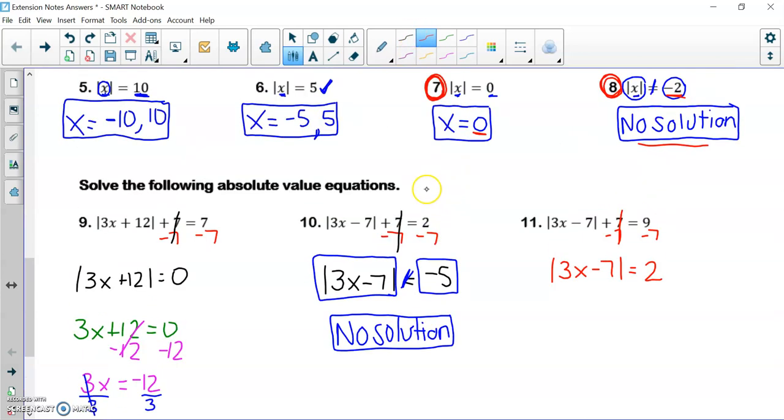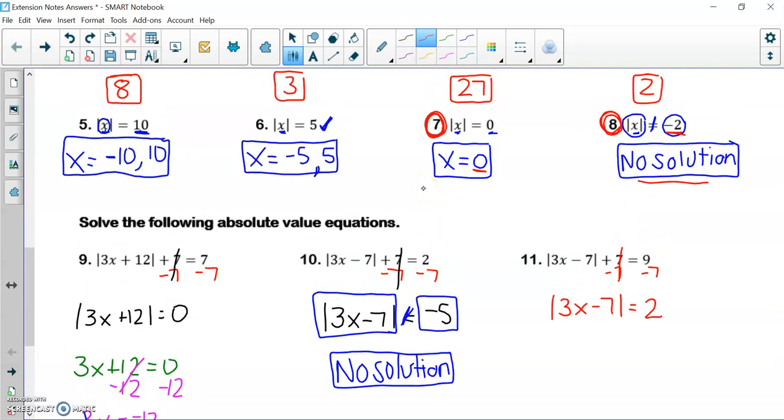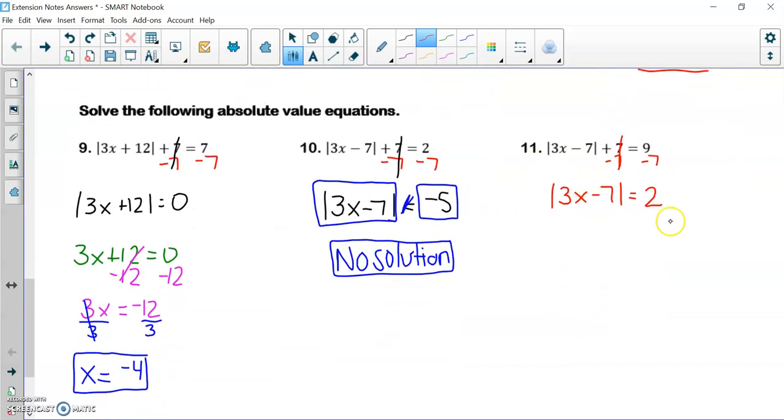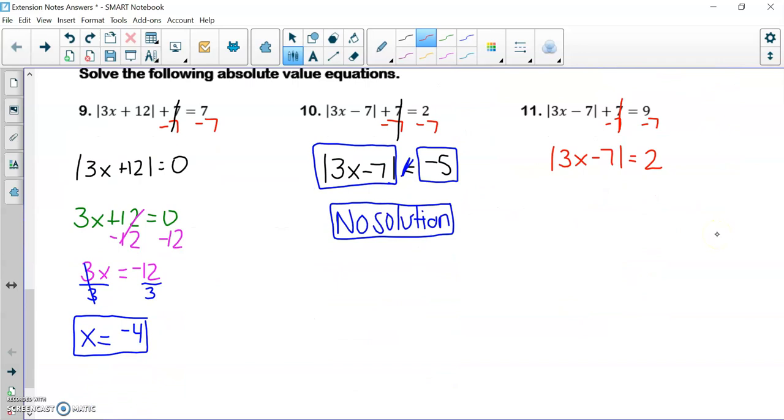I'm going to bring you back up to number 6. Notice, when we had the absolute value of something set equal to a positive number, we got 2 different answers. And that's exactly what's going to happen on number 11. So how I find those 2 different answers is I drop my absolute values and rewrite my equation how I normally see it, or how I see it right now. And then I write another equation by dropping my absolute values and setting it equal to a negative 2.